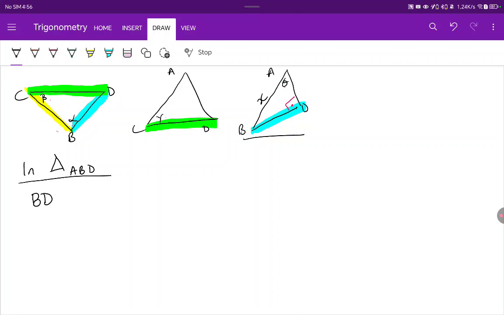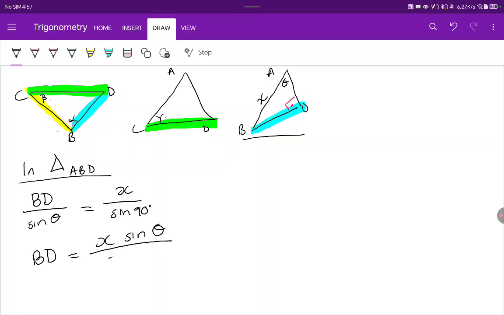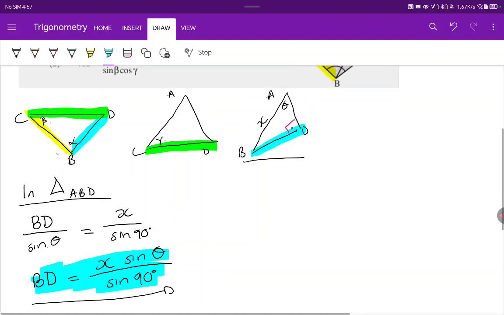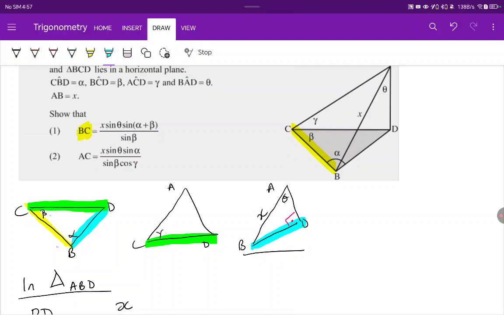So BD divided by sine of theta should be equal to AB divided by sine of 90 degrees. This works out because that AB can be swapped out with X. So this means that BD is equal to X sine theta divided by sine 90 degrees. Beautiful. So far, so good. I've got my BD.